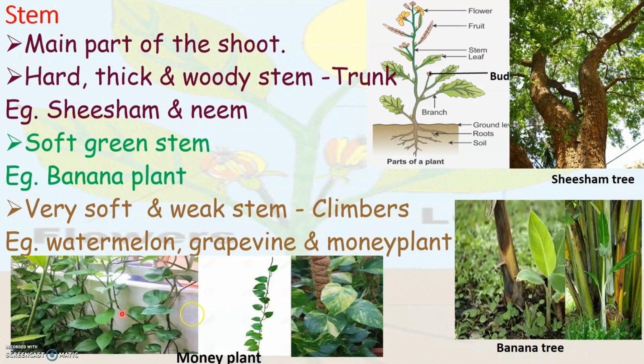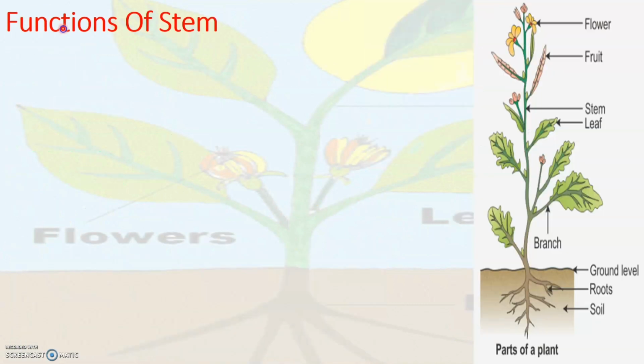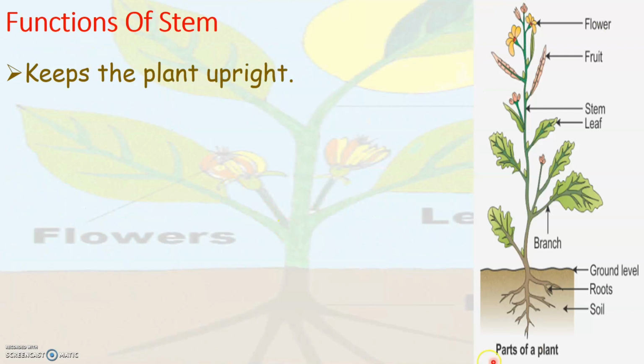Money plant, as you see here in the picture, has very soft and weak stem, and they are called climbers. This is because they cannot stand on their own. They depend on some other object or some other plant for their growth. We will now see what is the role of this stem in a plant. Stem is the part of the plant which keeps the plant upright, as you can see here in the picture.